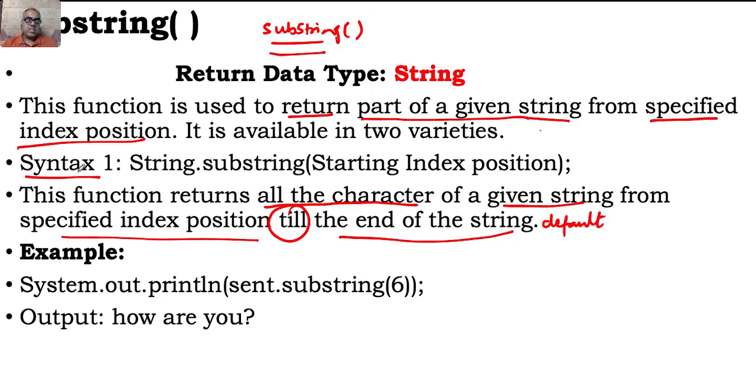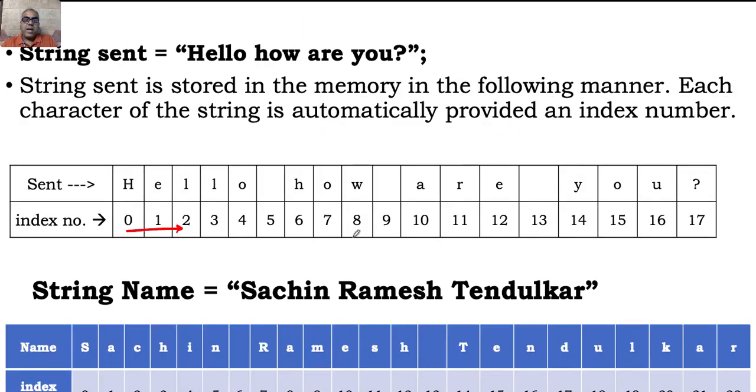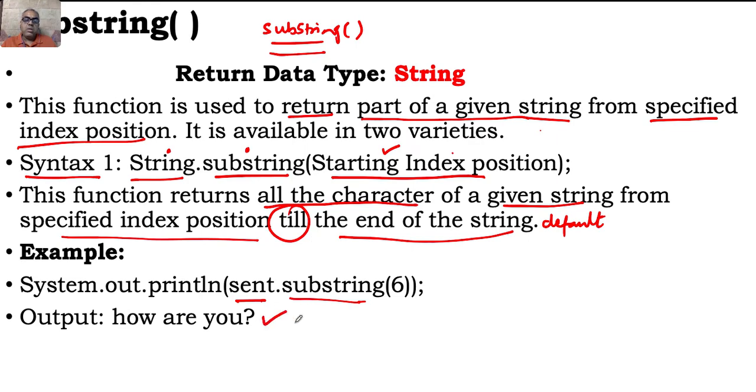So what does this say? String dot substring of starting index position. So in this string, extract a part of a string, which is a part of the string from this index position till the end. So the beginning position is defined, ending is always default. So in sent, hello, how are you? Substring of 6. So if I go back and say 6 number is over here, including this position, everything till the end. So how, are and you, all of them are extracted from this particular place. So that becomes your substring. That's the only thing that you need to learn from here.